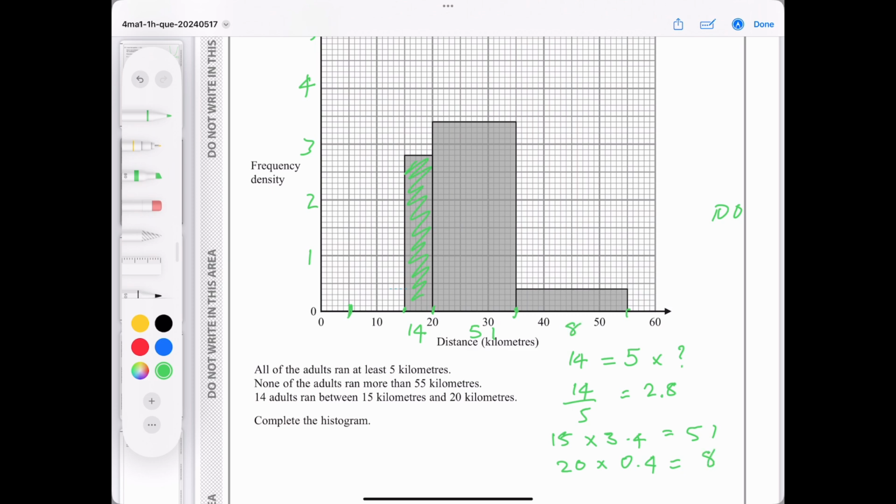So the bits we've got so far are 51 plus 8 plus 14 equals 73. So 100 minus 73 is 27. Now, that means this bit here between 5 and 15, which spans 10, has got to be representative of 27 people, so it's got to go up to 2.7. Then we come down here, and that is how we complete a histogram.